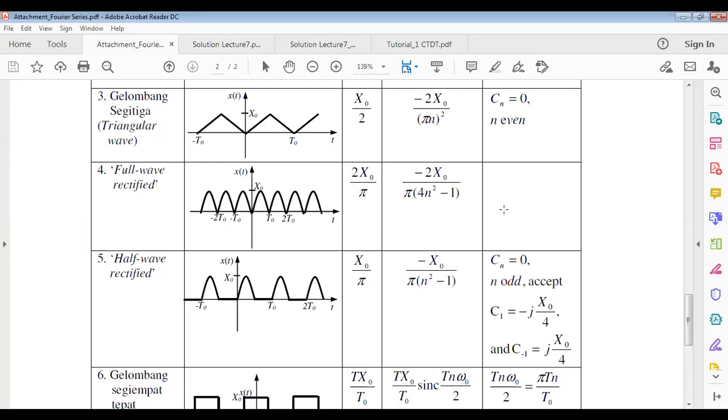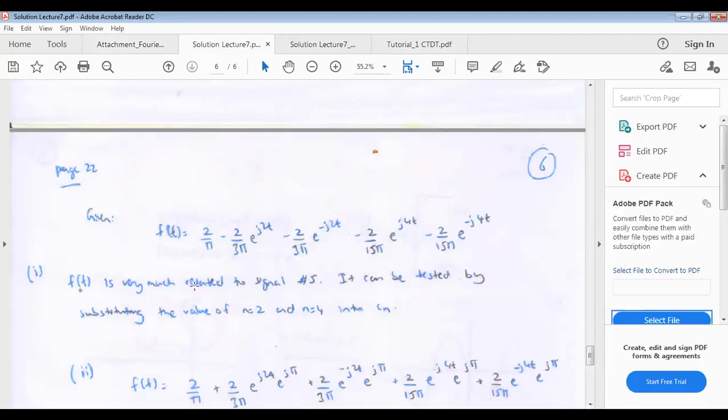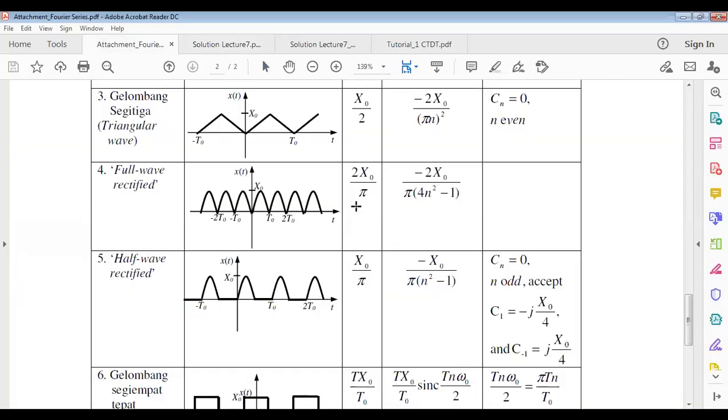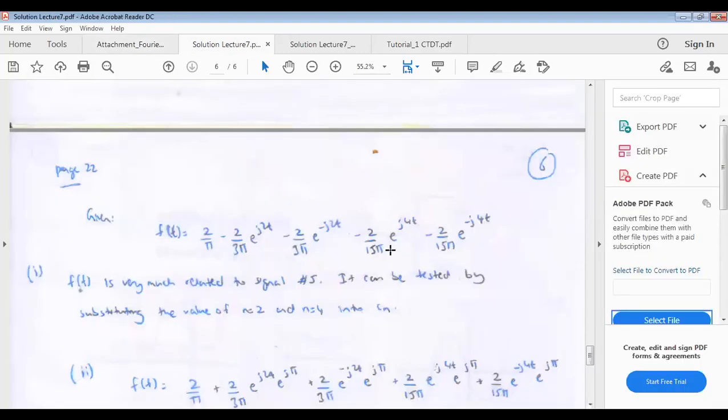Okay, I repeat again. We can see that the signal that we are given here, this equation here, is related to signal number 4, in which we can substitute the value of x naught equals to 1. Yeah, it's not 2. So it can be agreed now that ft is a full wave rectified signal. Okay then. Is there any question for question number 1 for part 1 of the questions?